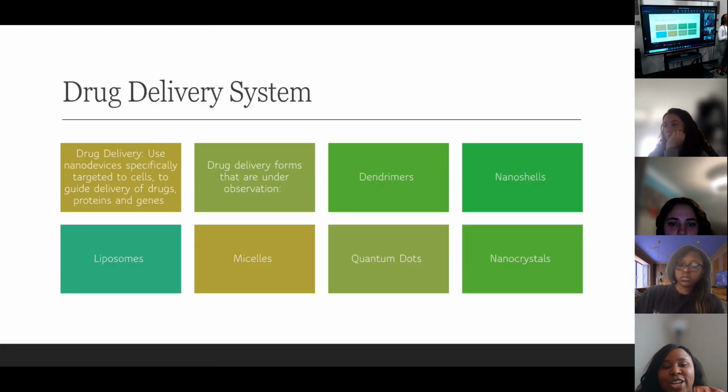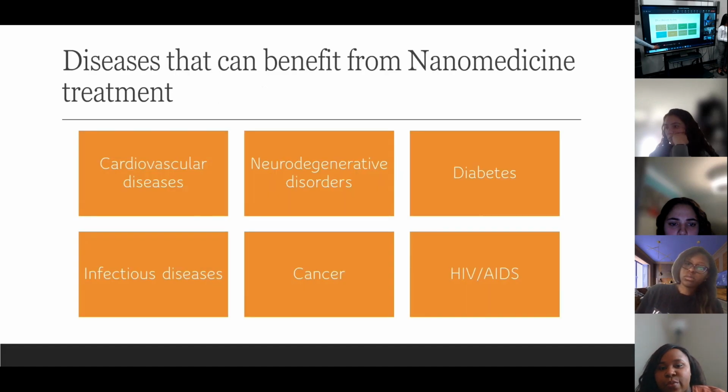Thank you. With drug delivery systems, nano devices specifically target the cell to guide the delivery of drugs, proteins, and genes. The drug delivery systems that are used are dendrimers, nanocells, liposomes, micelles, quantum dots, and nanocrystals. For diseases that can benefit from nanomedicine treatment, we have cardiovascular diseases, neurodegenerative diseases, diabetes, infectious diseases, cancer, HIV, and AIDS.